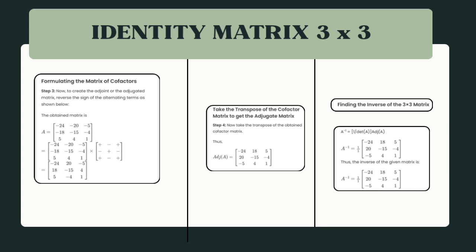Lastly, find the inverse of the 3 by 3 matrix. By using the formula, A inverse equals 1 divided by determinant A multiplied by adjugate A. Thus, the inverse of the given matrix is A inverse equals 1 divided by 1 multiplied by the adjugate matrix.